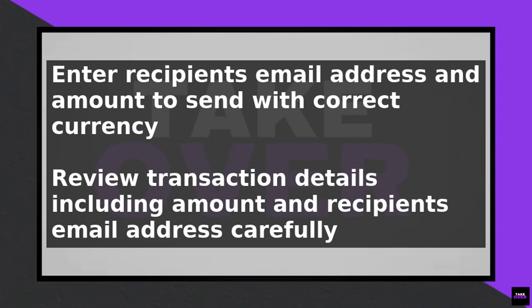Next, enter the amount you want to send and select the currency. Make sure the currency matches the currency of the recipient's Payoneer account to avoid any conversion fees. You will then be asked to review the transaction details, including the amount, currency, and recipient's email address. If everything is correct, click Continue to proceed with the payment.